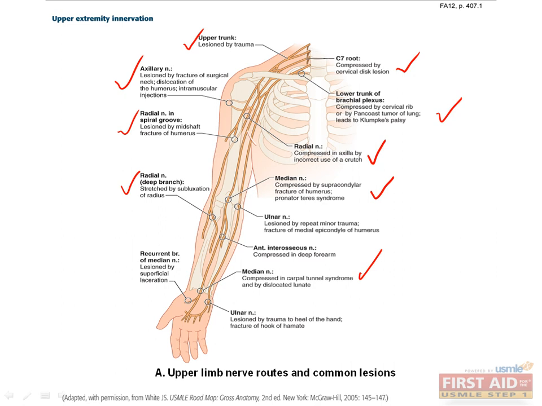Even more distally, the recurrent branch of the median nerve moves in the direction of the thumb and is a very superficial structure. Superficial lacerations in the right area can cause injury to this nerve. Next, we look at the ulnar nerve.